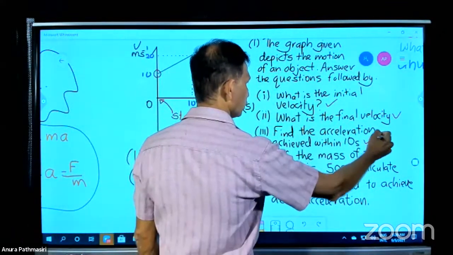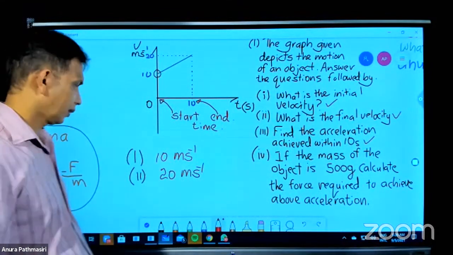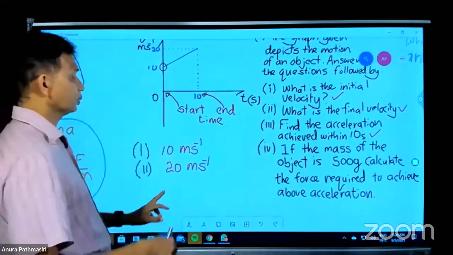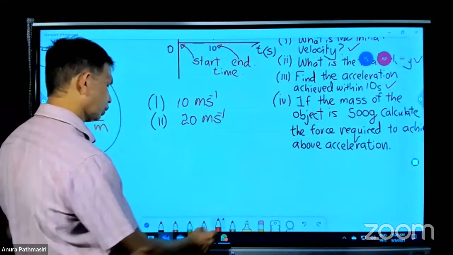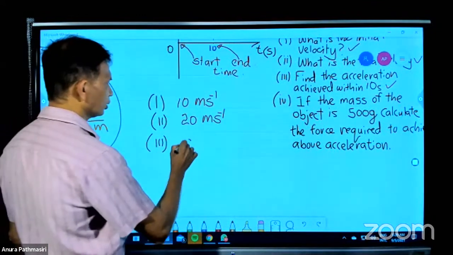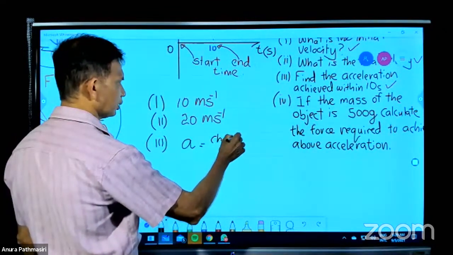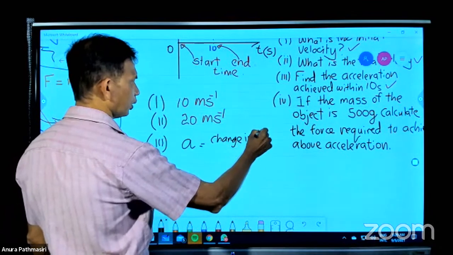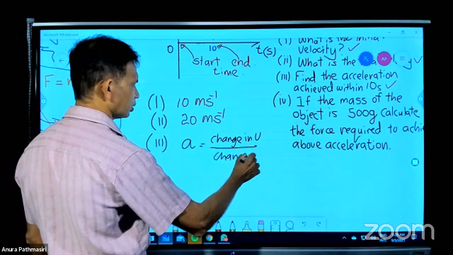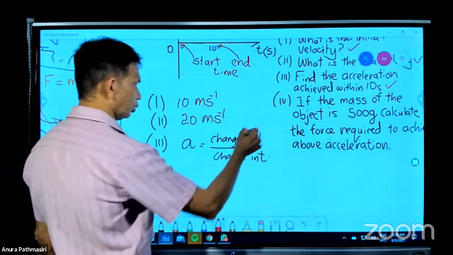And third, find the acceleration achieved within 10 seconds. Right. The place where you sometimes get the application wrong, you might write acceleration equal to change in velocity divided by change in time, which is a wrong application here.